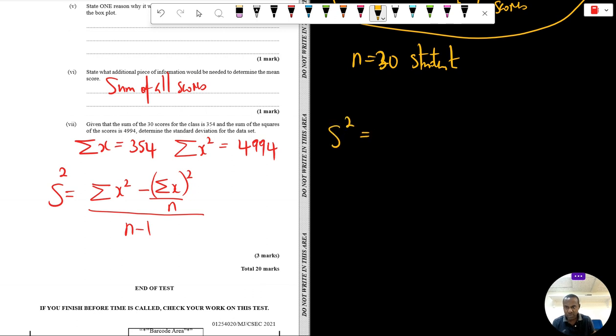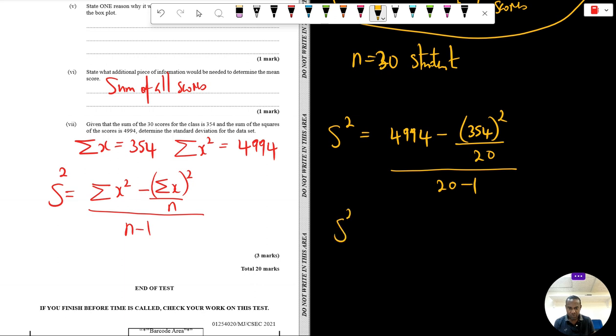So we have s squared is equal to sigma x squared, which is 4,994, minus 354 squared over 20, all over 20 minus 1. Let's go to our calculators and work that out. So 354 squared divided by 20 gives us 6265.8.